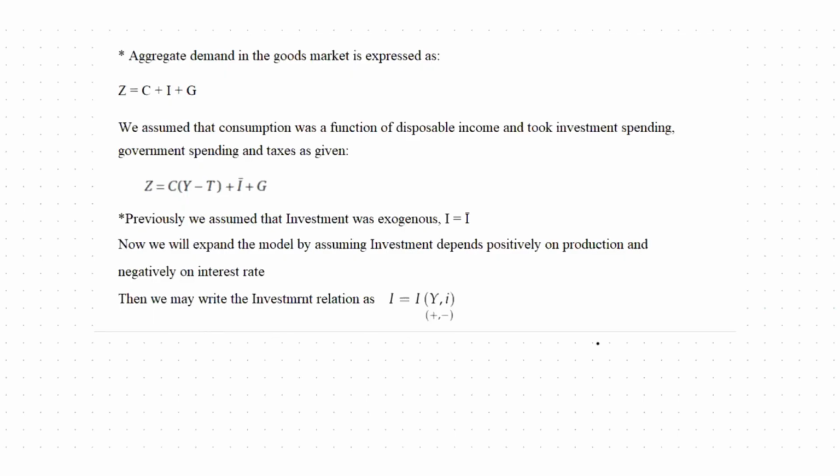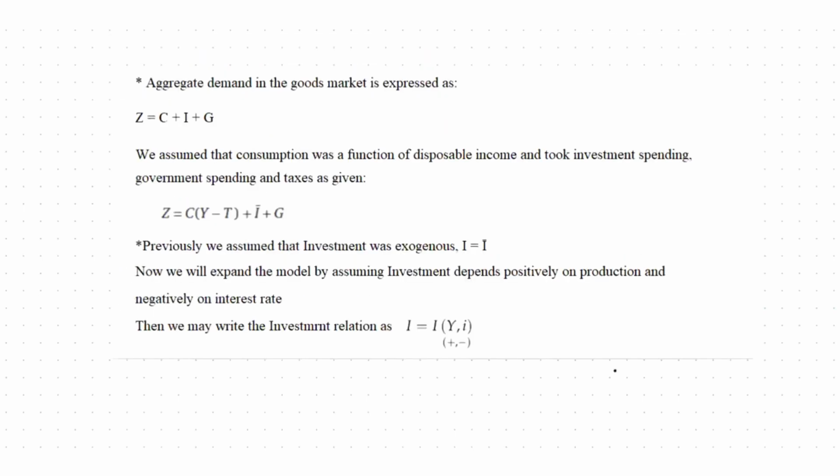So now we know aggregate demand in the goods market, as we saw in chapter 3, is expressed as Z = C + I + G if we're looking at a closed economy, where net exports are zero. And here we assume that consumption was a function of disposable income, Y minus T. So C is a function of Y minus T. And we took investment, government spending, and taxes as exogenously given. I is I bar, G and T are also taken as given. And in a closed economy, net exports are zero, so we haven't written net exports here.